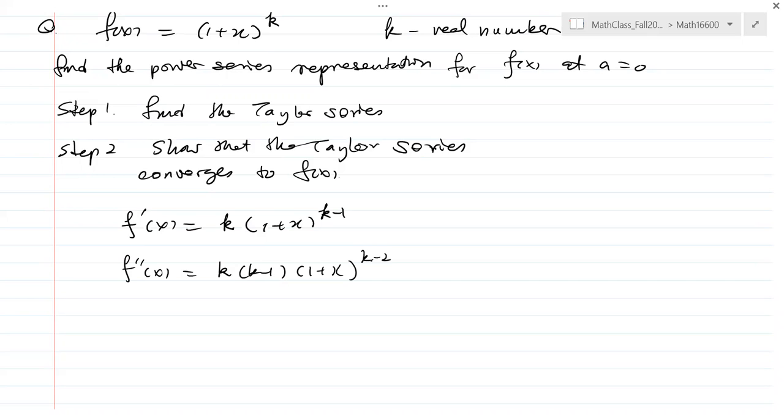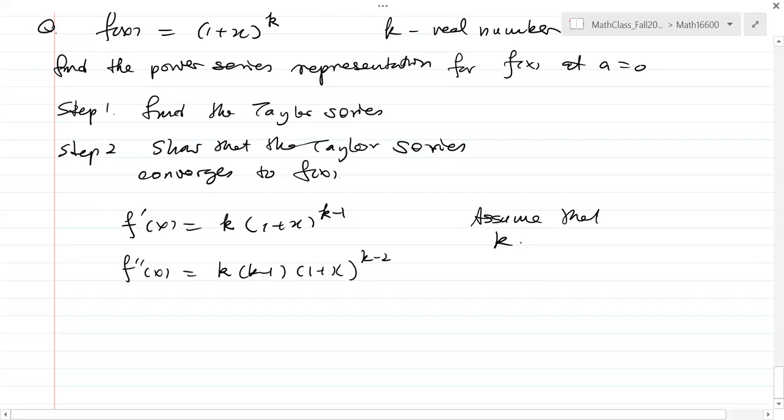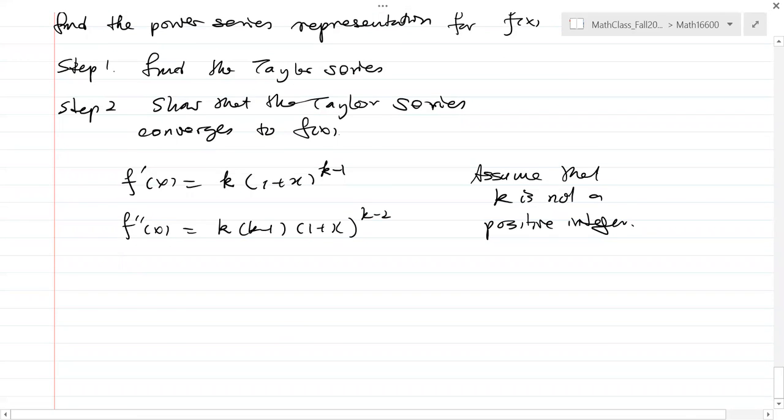Now there's a possibility: if k is a positive integer, then you will stop somewhere, because after that the derivative will be zero. So we may assume k is not a positive integer. Otherwise, k minus two may be zero, k minus three may be zero. Otherwise it's a polynomial, so that's a trivial case. So we assume that k is not a positive integer. Then you can continue to differentiate. Otherwise, you will stop at a certain step: if k is a positive integer, then at the k-th step it can be zero.